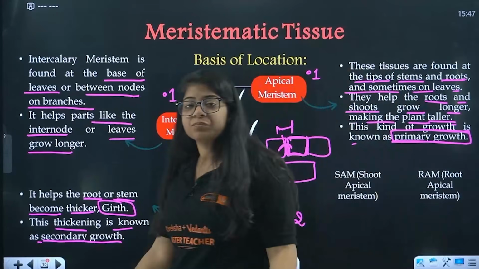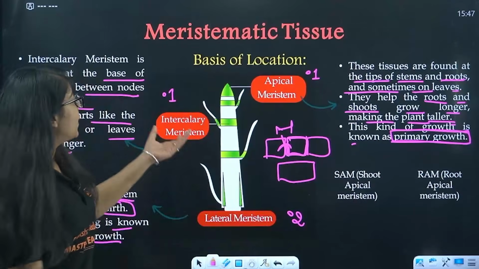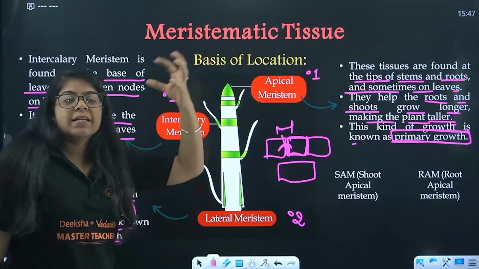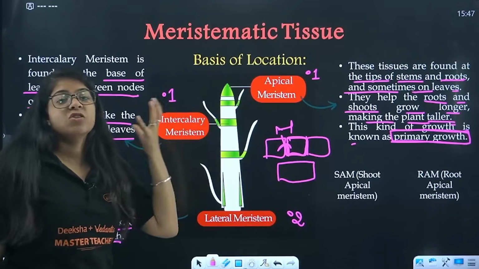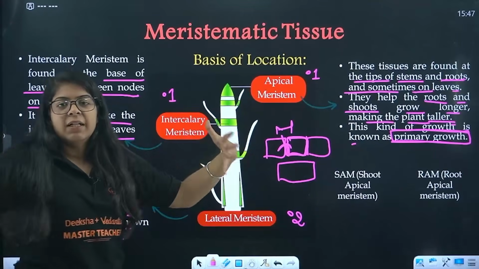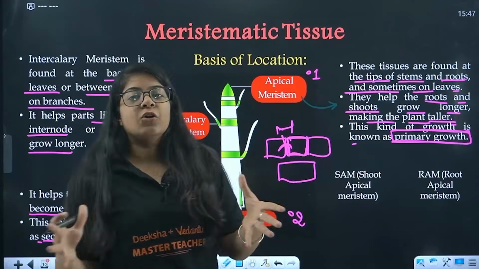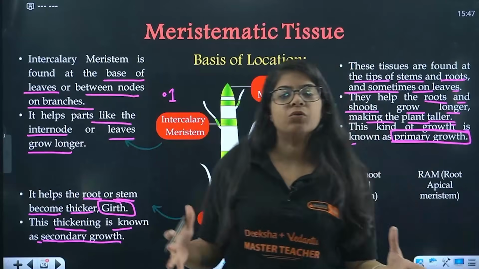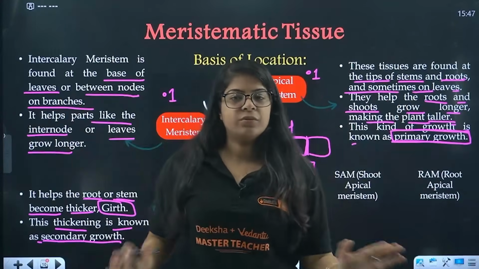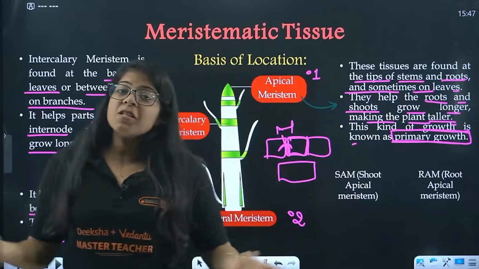But you will remember the growth that is making them taller, that is making the leaves larger, that is your primary growth. And when they are getting wider, that is your lateral growth, that is your secondary growth. Okay, taller primary growth, wider secondary growth. Done. So this was your meristematic tissue.